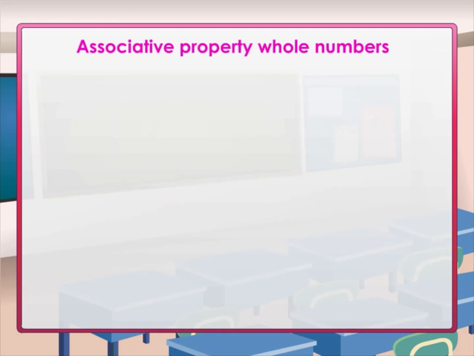Associative property under whole numbers. Here let us see associative property with relation to multiplication of whole numbers. Multiplying 3 whole numbers. What is 2 multiplied by 3 multiplied by 5? We can multiply these numbers in 3 different ways.